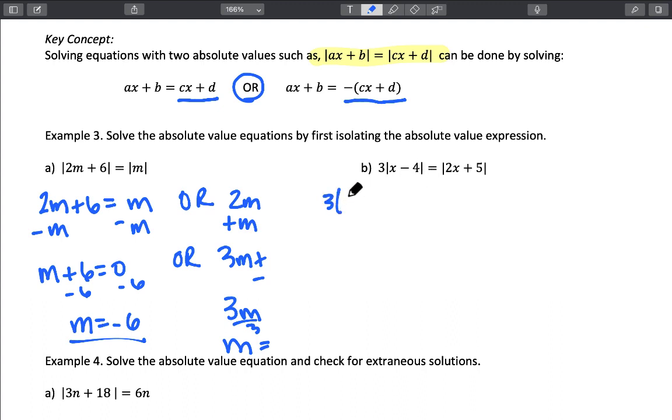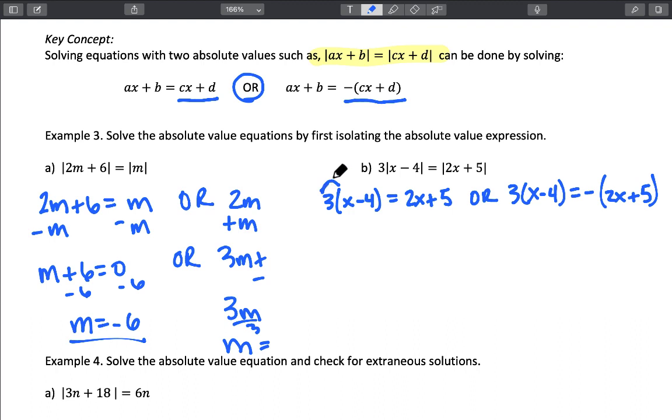So our first equation here is 3 times (x minus 4) is equal to 2x plus 5, or we have 3 times (x minus 4) equals the opposite of (2x plus 5). Alright, now we're going to simplify both sides and solve both of these equations.